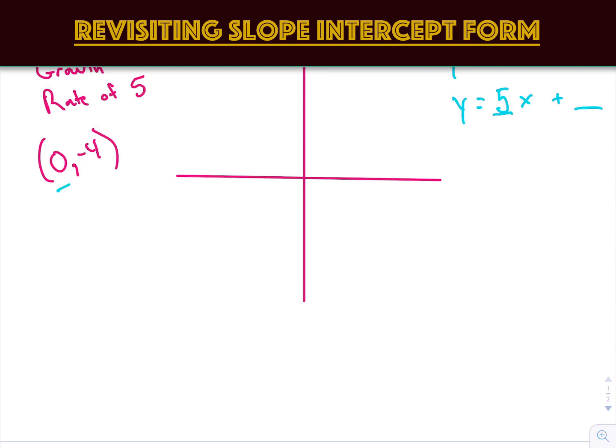We also have the point 0, negative 4. I want us to stop and think through, if I were to plot 0, negative 4, what would that mean about my graph? What that would mean is that my graph intersects the y-axis at negative 4. So my y-intercept is negative 4. My y-intercept exists whenever x is 0. So right now I have the line y equals 5x plus negative 4.